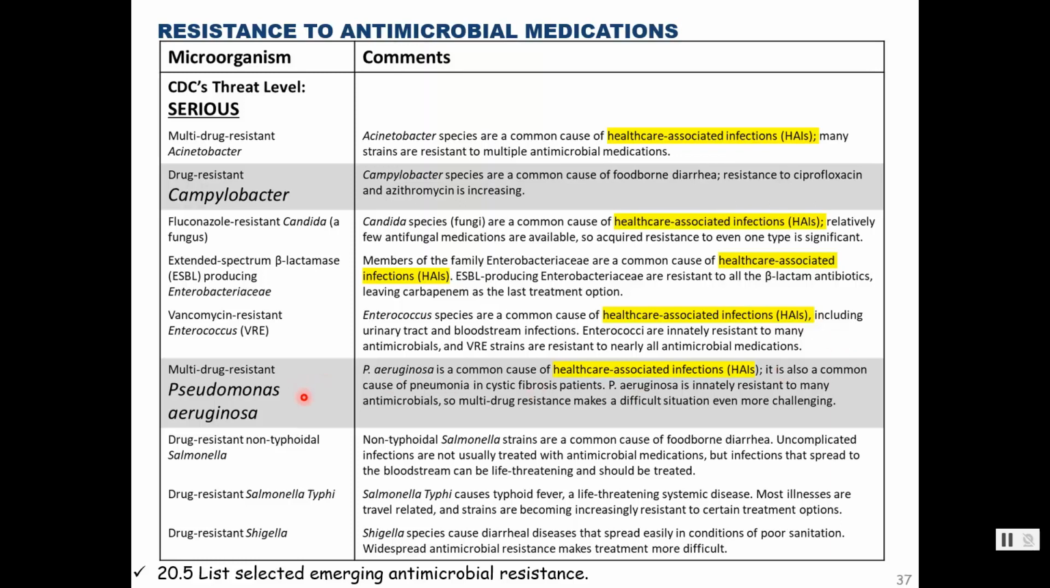Pseudomonas aeruginosa. We've talked a lot about this microbe. It is difficult to kill. It is a common cause of many healthcare-associated infections, so pneumonia, and cystic fibrosis patients is a biggie. Remember, it's also the number one cause of UTIs in hospitals, and wound infections, fatal sepsis, pneumonia. So it's just a really bad one. And so it has multi-drug resistance, so it is on that serious threat level.